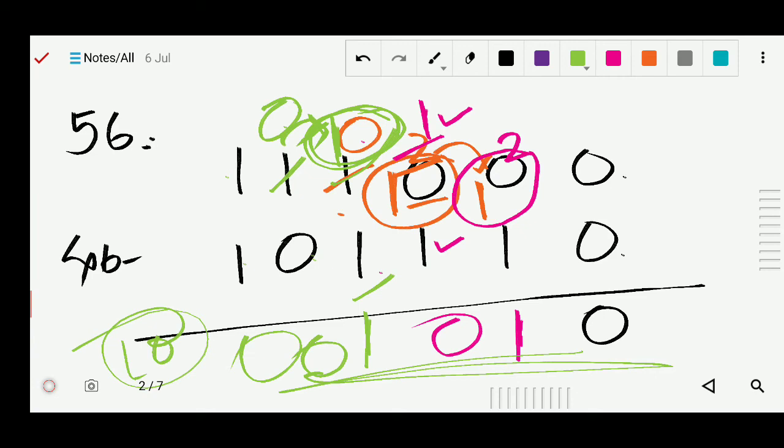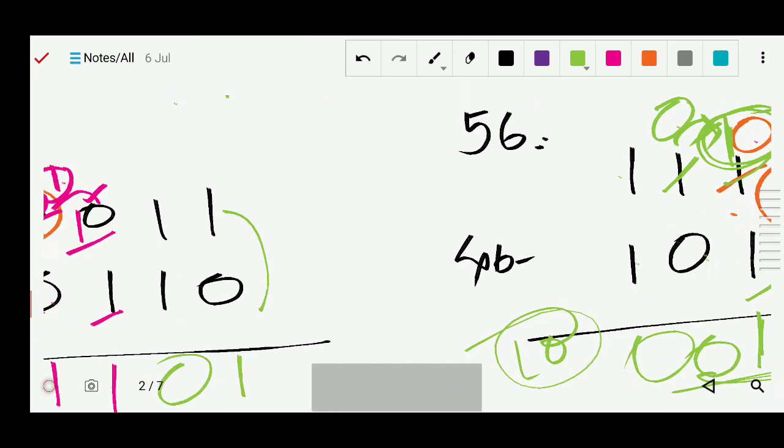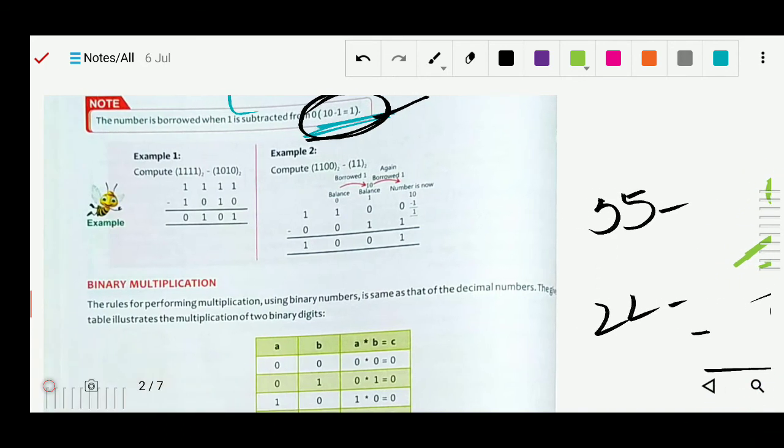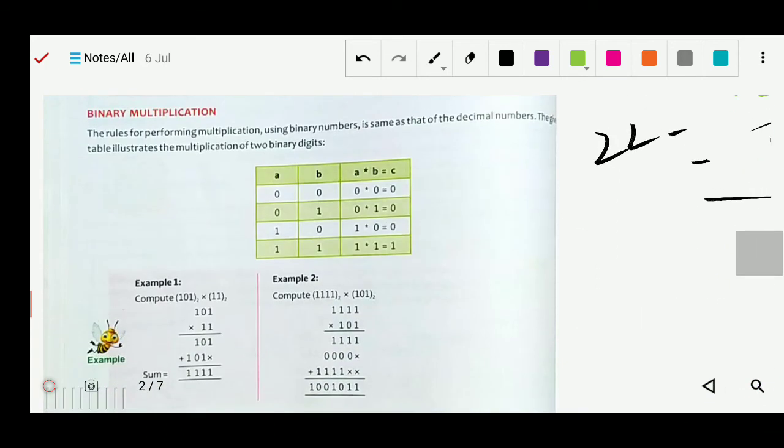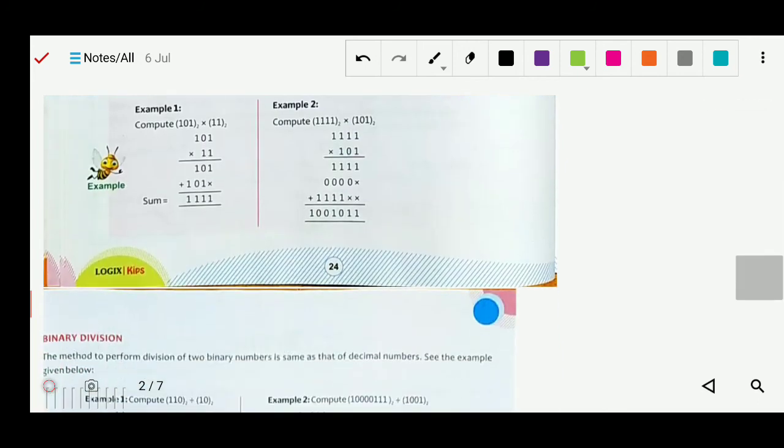Okay, next is our multiplication, to multiply the numbers. So this is the table. 0 into 0, 0. Same like mathematical calculation. If you multiply by 0, 0. 0 into 1, 0. 1 into 0, 0. 1 into 1, 1. Same like the mathematical one. Nothing much changes. You can see here also, with this example you will understand.